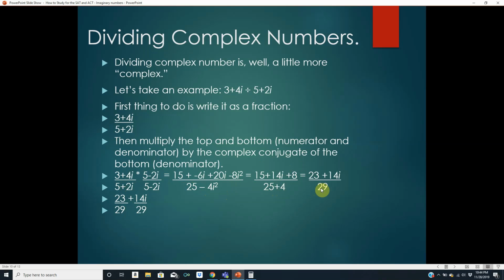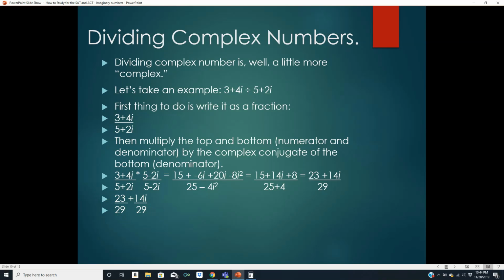So we end up with 23 over 29 plus (23 plus 14i) over 29, which you can split into a plus bi form to get 23 over 29. That would be a. And then b would be 14 over 29 times i. So that's how you divide complex numbers. That's how you should do it on the SAT.